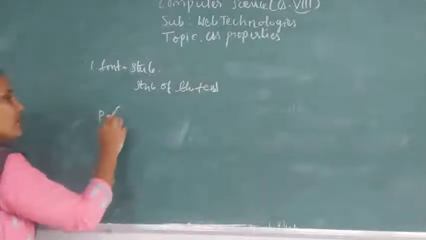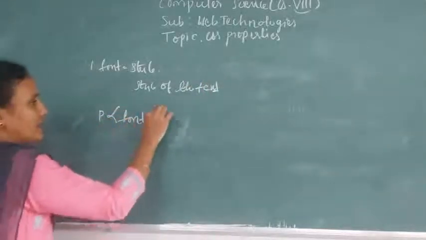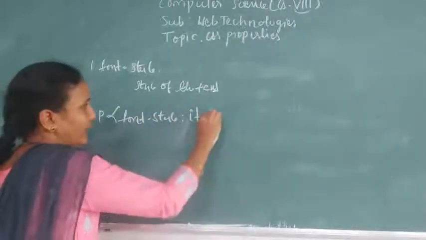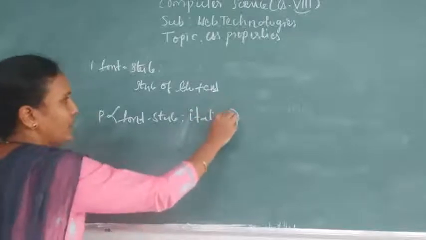Example, paragraph, font, style. What is the property here? So what is the value? Italic, or you can give normal. By default, it is normal.